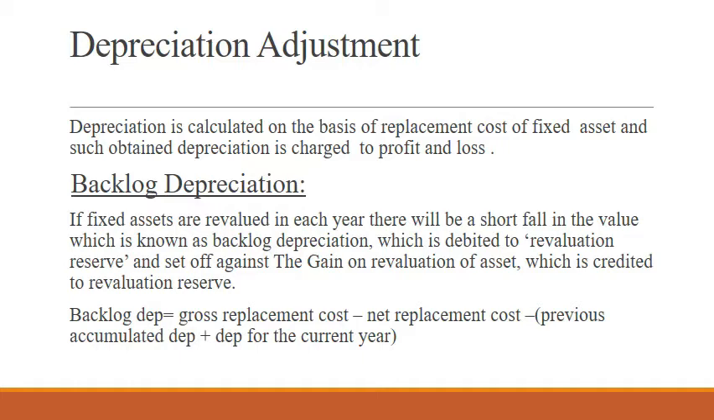Next, backlog depreciation. As fixed assets are revalued each year, there will be a shortfall in value. Such a shortfall is known as backlog depreciation, which is debited to revaluation reserve and set off against the gain on revaluation of the asset credited to the revaluation reserve. Backlog is calculated from the formula: gross replacement cost minus net replacement cost minus previous accumulated depreciation plus current year.